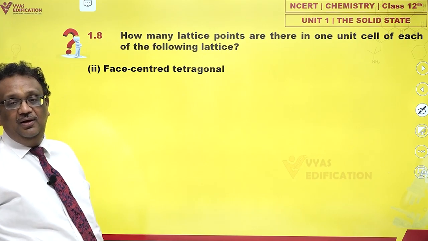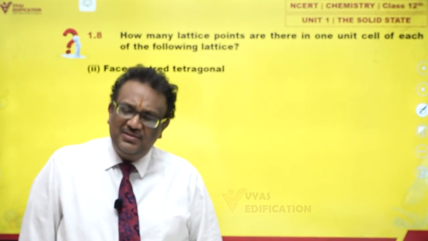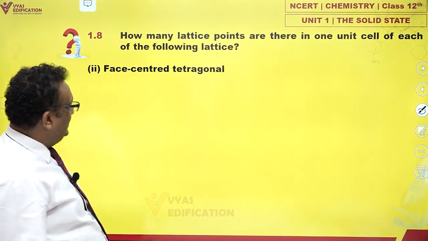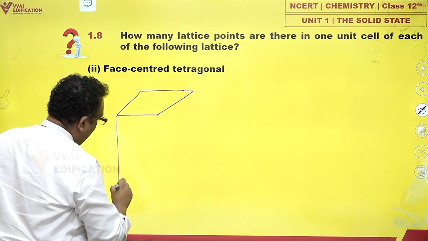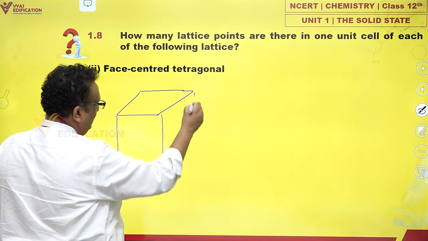Face-centered tetragonal. Is there a difference? Actually, tetragonal means that a is equal to b but not equal to c.